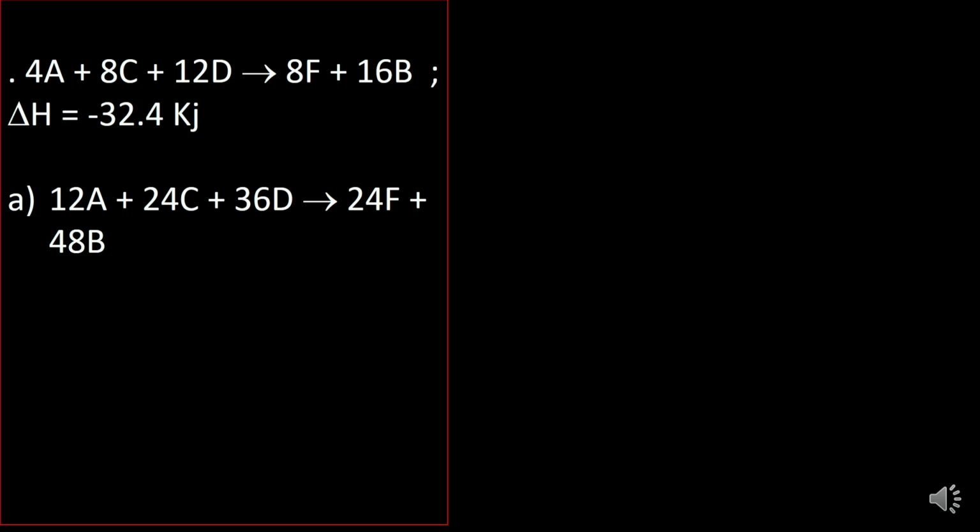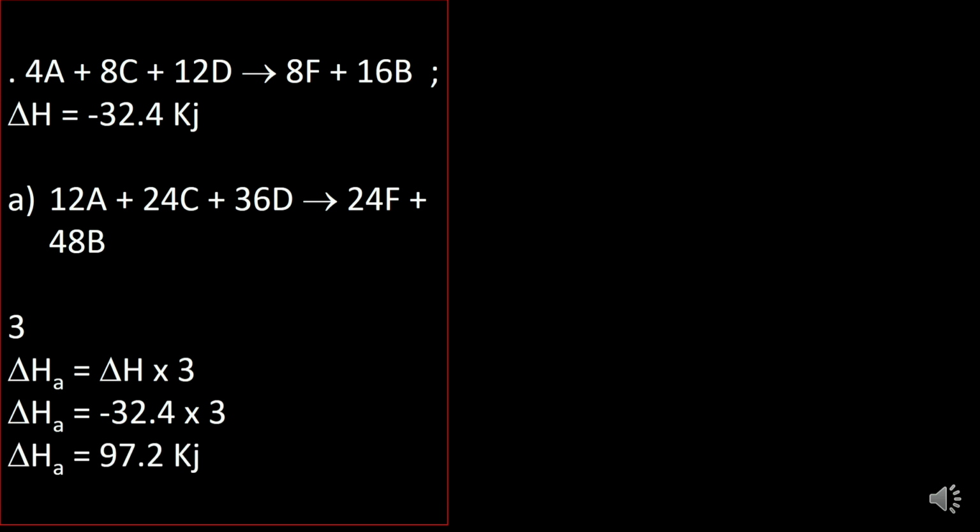If you look at this expression very well, if you multiply the general equation by 3, we're going to have what we're given as question A. What this means is that the enthalpy change is going to be 3 times the enthalpy of the general expression. So we multiply the enthalpy of the general expression by 3 to get our enthalpy for question A, which gives minus 32.4 times 3, which is minus 97.2 kJ.